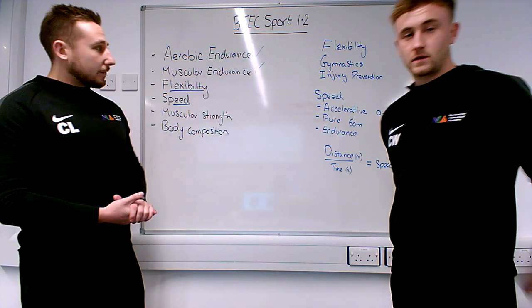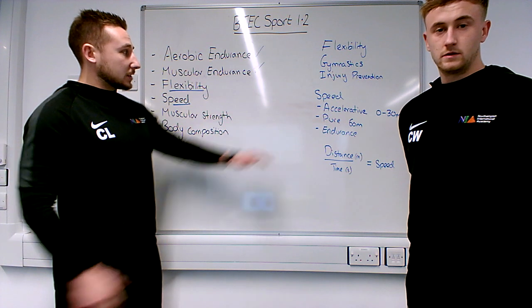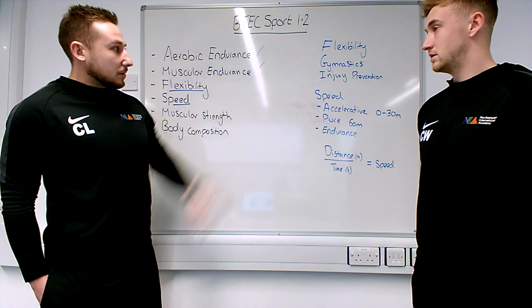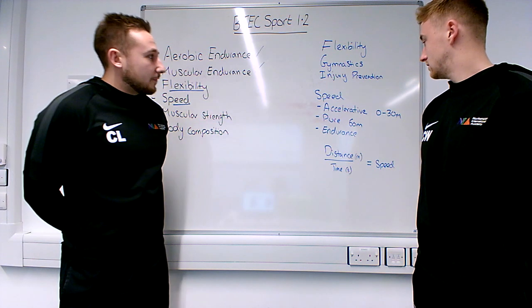Okay. Now, there are three main types of speed that we have. We have accelerative speed, which is where you're accelerating to complete a task. That's between 0 and 30 metres.